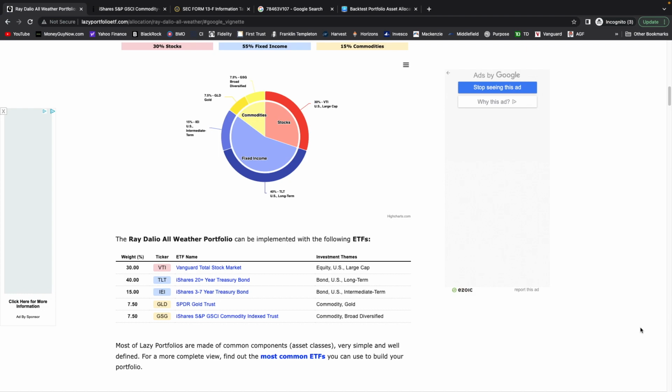So when Ray Dalio builds his all-weather portfolio, we're going to use VTI for 30%. This is Vanguard's total stock market. We're going to use TLT for 40%. This is the iShares 20-plus year treasury bond. We're going to use a 15% weighting in IEI. This is iShares 3 to 7 year treasury bond. We're going to use 7.5% in gold and the commodity fund.